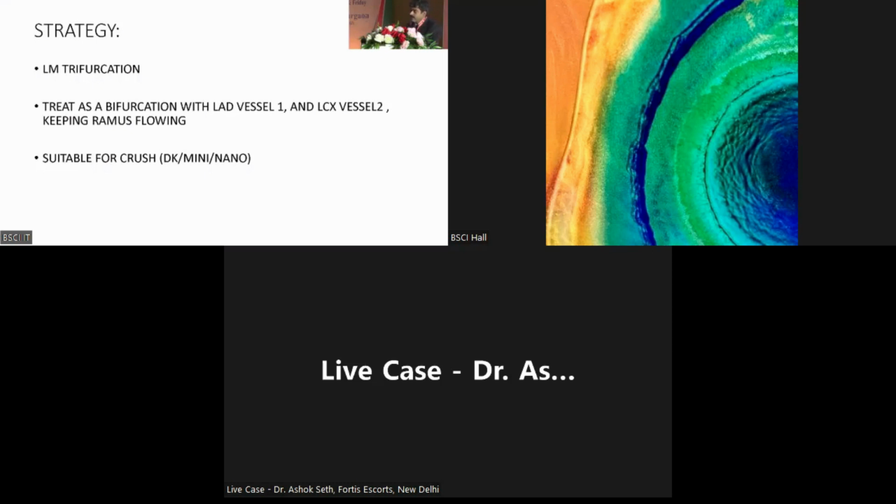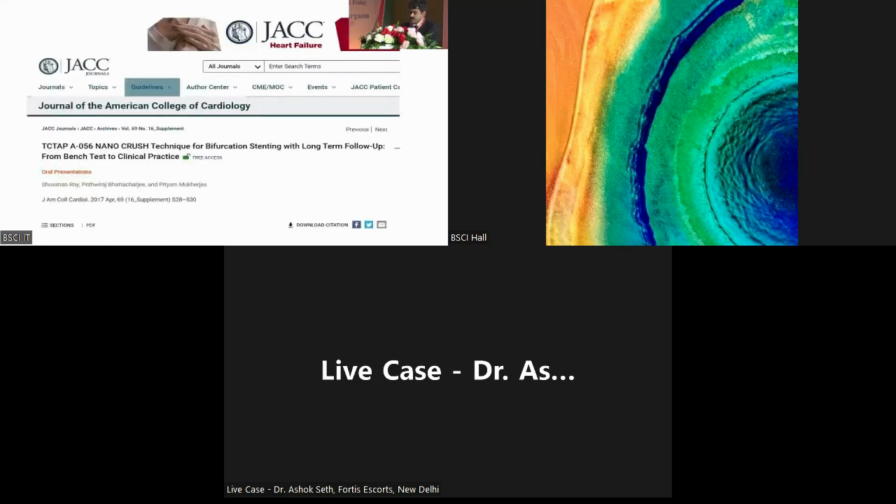Now, in this case, from the very beginning, I think a 2-stent strategy is very appropriate, because considering the large circumflex with a significant longer lesion, securing the second branch is very important to me. And we can use the crush technique, DK crush, mini crush, and nano crush. Now, in this scenario, I just want to highlight a novel technique. It is basically a modification of the mini crush technique, nano crush. It was actually published from our Fortis team. Dr. Roy was our main proctor at that time, and we have published the data of the nano crush.